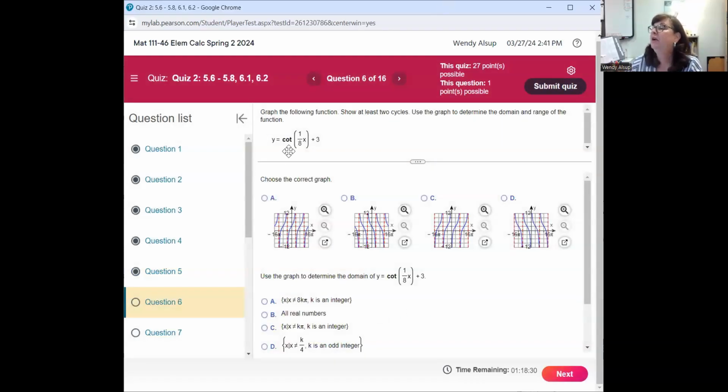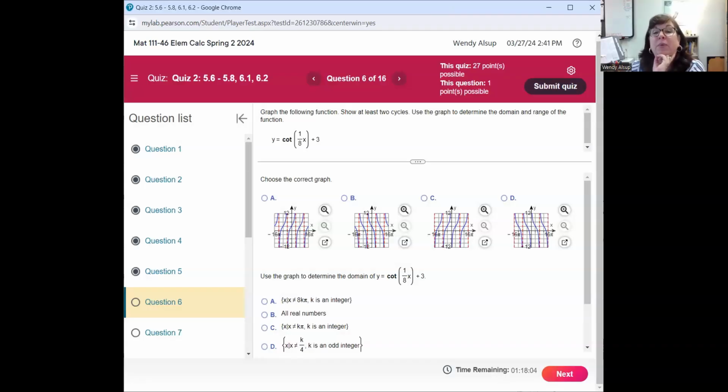Number 7. All right, we've got a period change. This is my omega value. And now we have to think about what the normal period of the cotangent is, because I'm going to take that normal period and divide it by the omega value. So we're working with cotangent here.